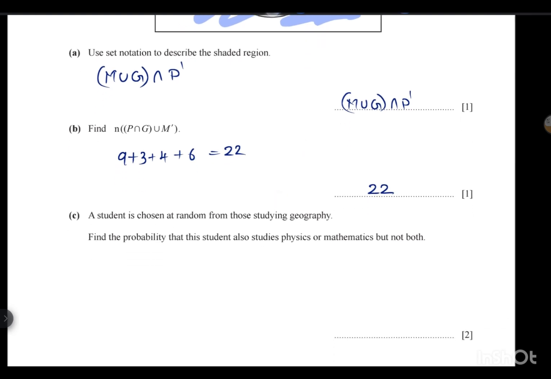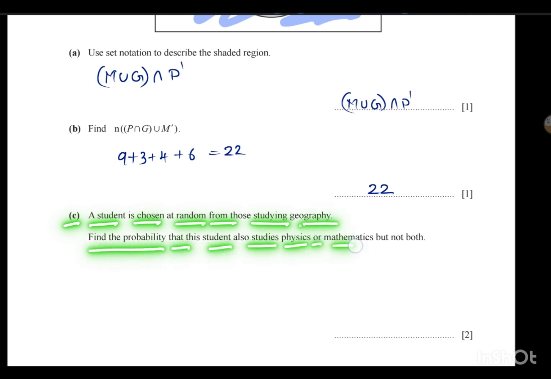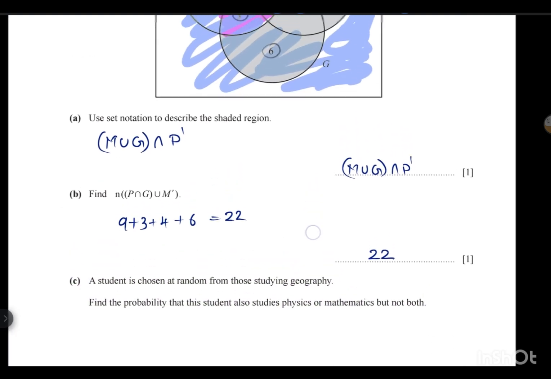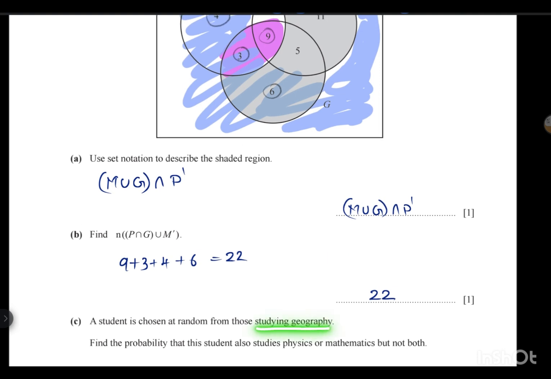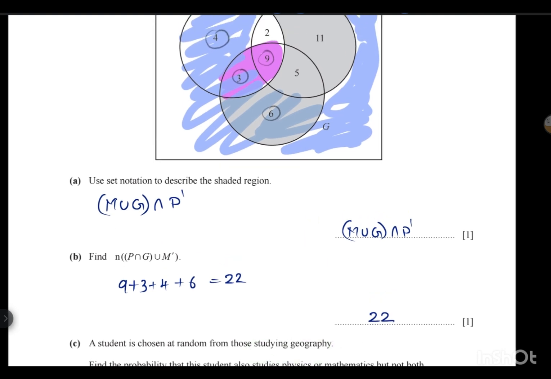Question C. A student is chosen at random from those studying geography. Find the probability that this student also studies physics or mathematics but not both. So now the student is chosen at random, and it is from geography. So the number of students studying geography will be all these four numbers. You have to add 9 plus 5 plus 3 plus 6.